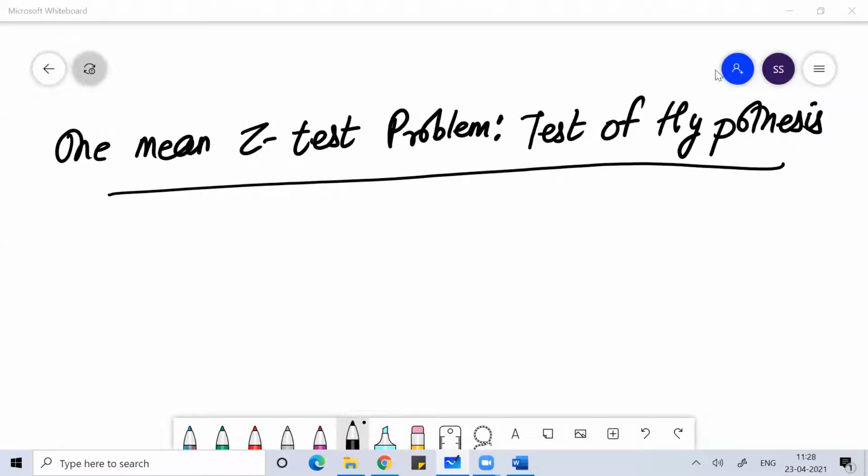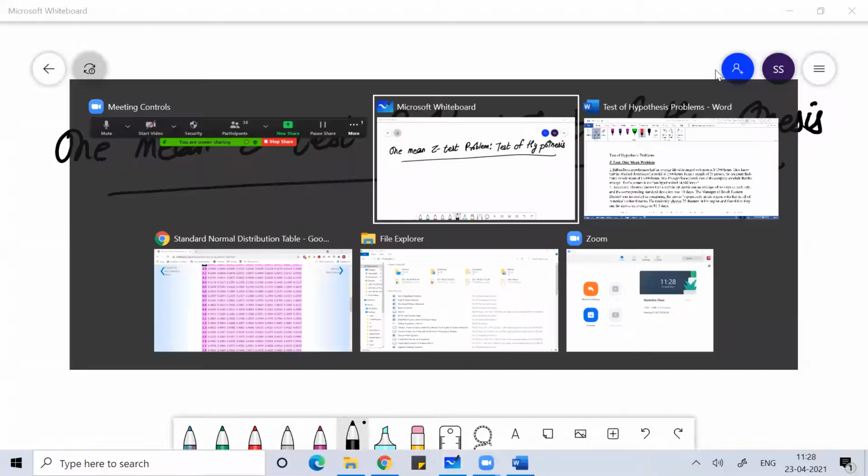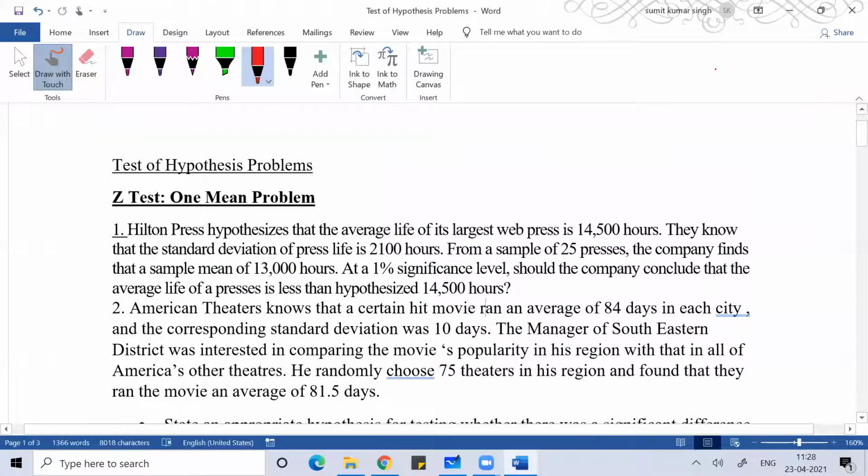So good morning everyone and welcome to the class on test of hypothesis, where we'll discuss a one mean z test problem. So you can see this problem. Question number one, there's a company called Hilton Press, and this company is claiming that the average life of their largest web press is around 14,500 hours. That is the claim of the company.